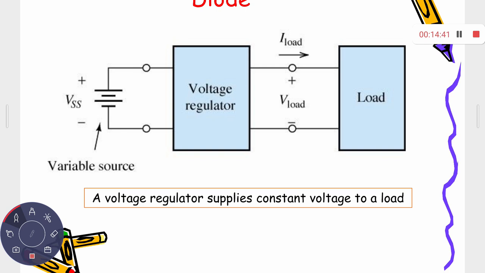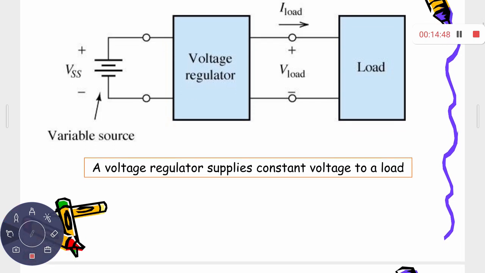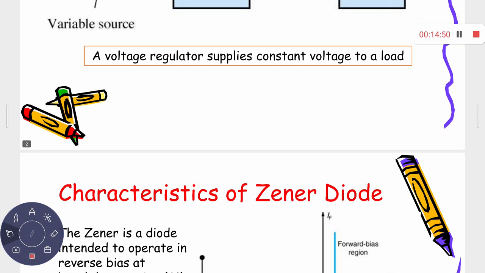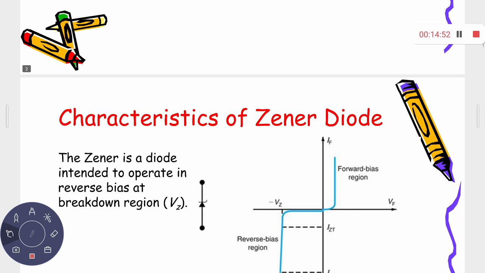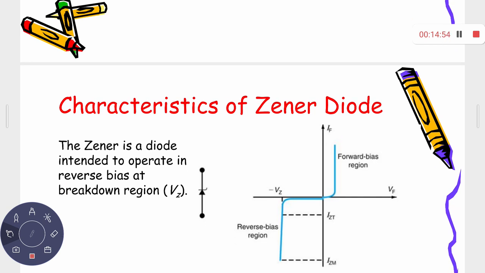Zener diode. So why Zener? It acts like a voltage regulator. Okay, let's have a look at the current voltage characteristics. Yeah, the answer is right. That is a Zener diode.